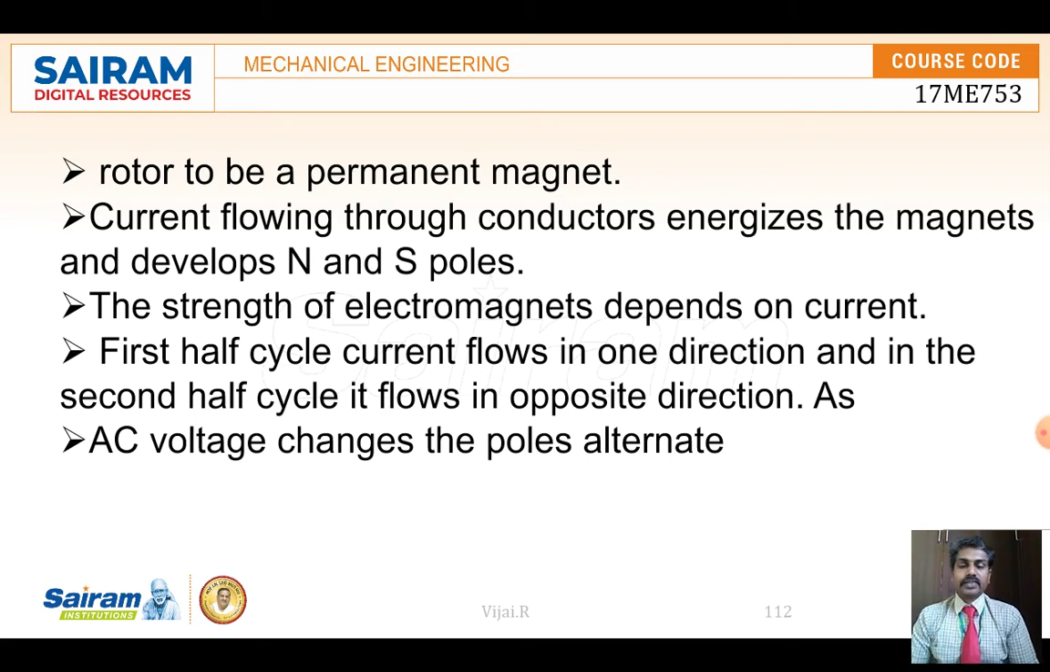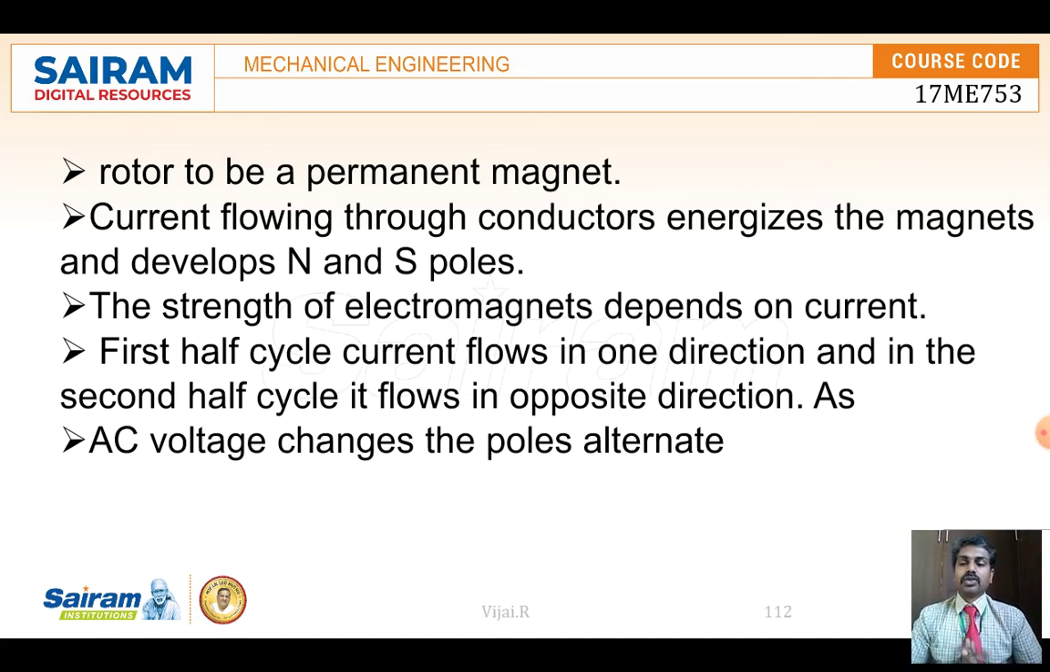So now let me see some important points of this AC motor. The rotor is a permanent magnet, so there is no change at all in the rotor. We keep a permanent magnet circuit there, and the current flowing through the conductors energizes the magnet and develops the north and south pole. In the first slide I showed how the north and south poles are magnetized and demagnetized. It is because of the current flowing through the conductors.